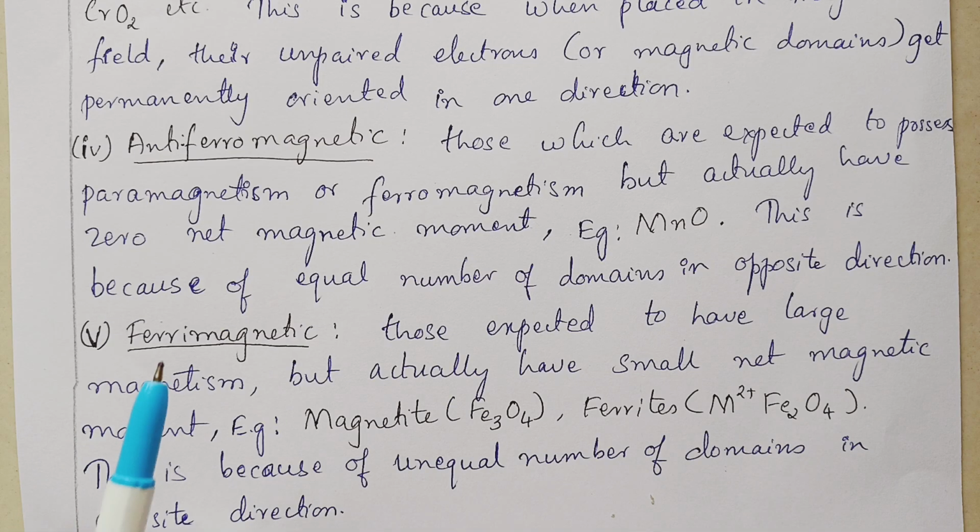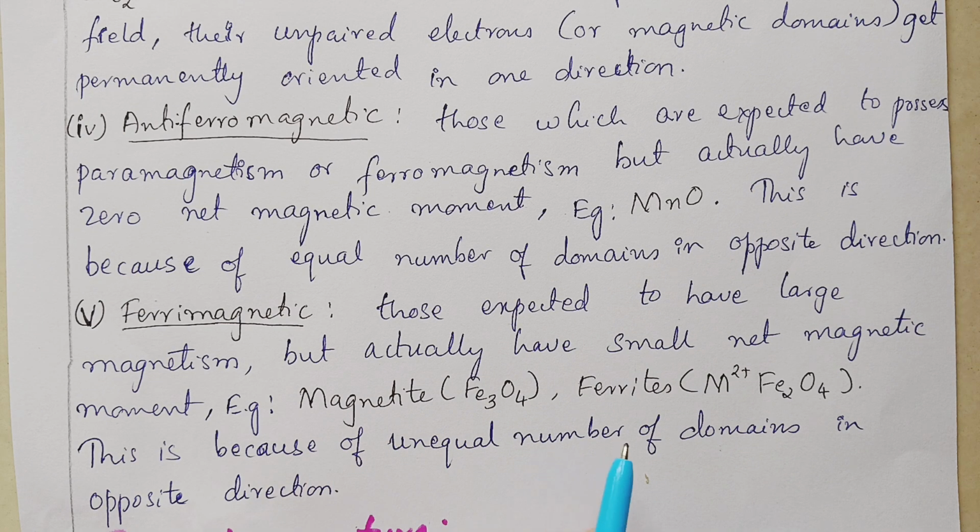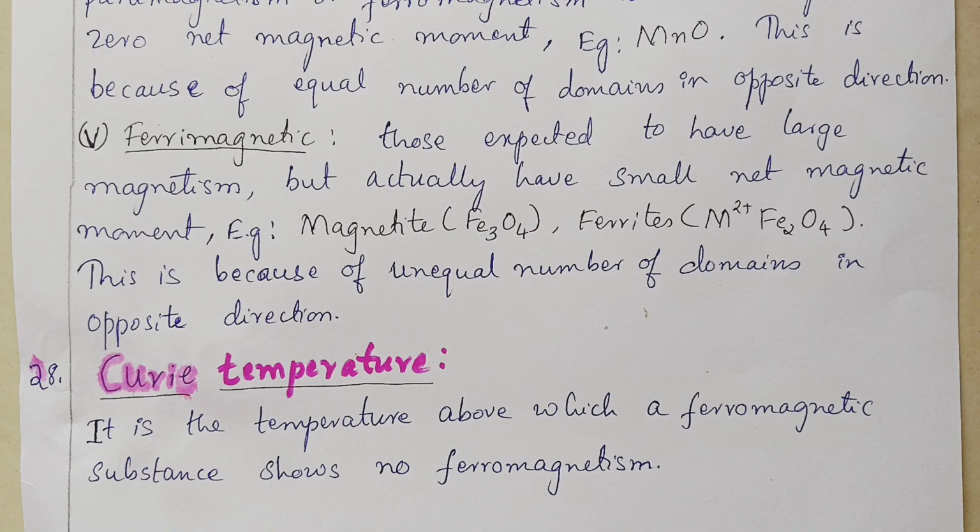The fifth type of substances are ferrimagnetic substances. These are expected to have large magnetism but actually have a small net magnetic moment. For example, magnetite and ferrites. This is because of an unequal number of magnetic domains in opposite directions. Finally, we have Curie temperature. It is the temperature above which a ferromagnetic substance shows no ferromagnetism.